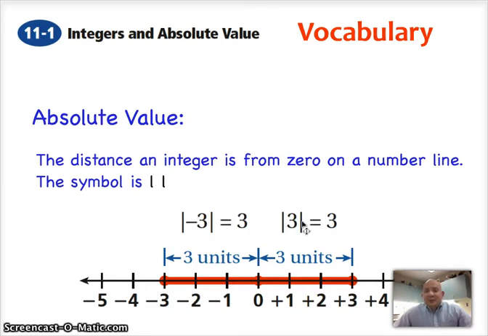Here we're taking the absolute value of a positive 3. The absolute value of a positive 3 is 3. It is also 3 units away from 0. That's what absolute value is. And as you can notice, absolute value is a positive number because it's a distance. It's a distance away from 0.